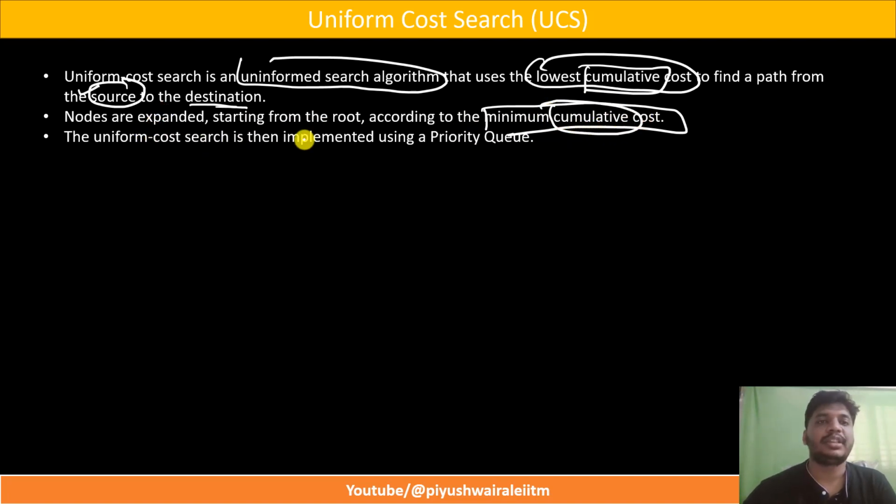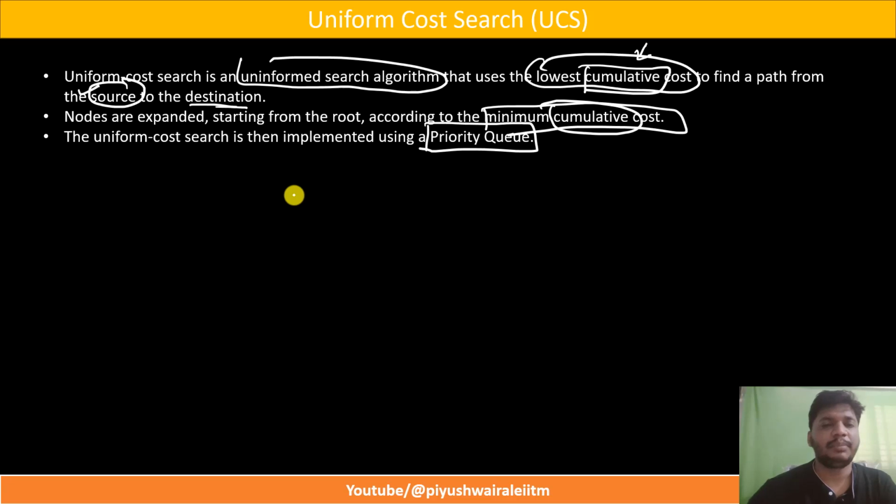Uniform cost search is implemented using a priority queue. In the case of BFS, we discussed the queue data structure, but in the case of uniform cost search, we have something called a priority queue. So what is priority here? Basically, particular nodes or elements are given priority, but based on what? Based on this cumulative cost. Okay, so we'll discuss this with the help of one example.